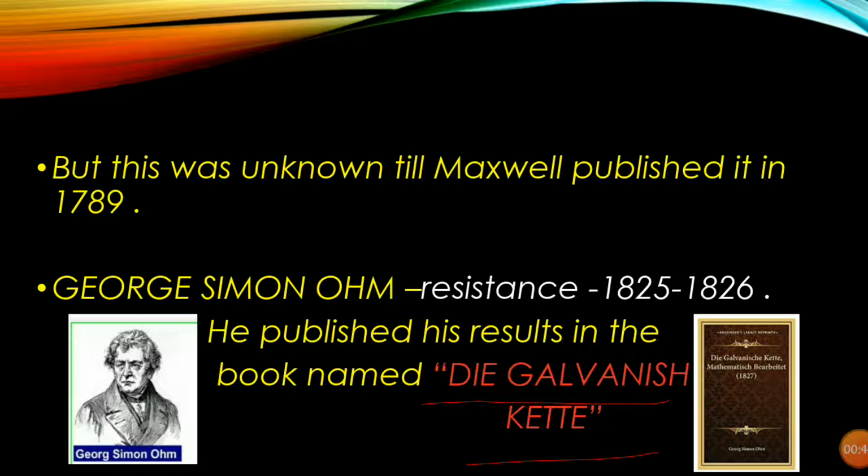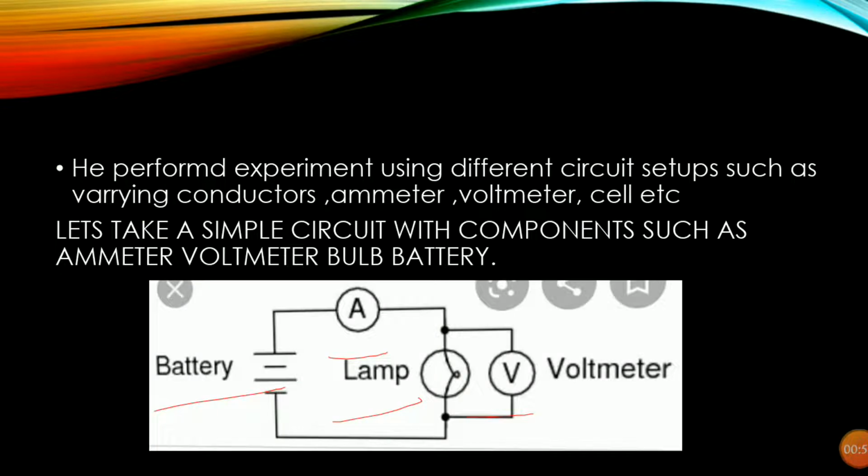George Ohm worked on the resistance in the years of 1825 and 1826. He published his results in the book named The Galvanic Kettle. He performed experiments using different circuit setups such as varying conductors, ammeter, voltmeter, cell, etc.